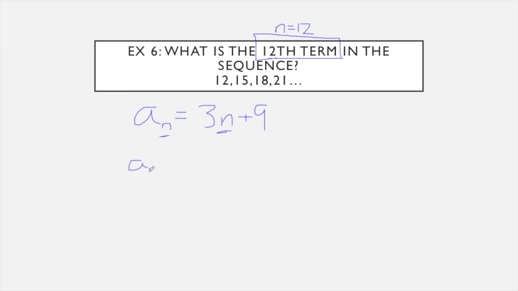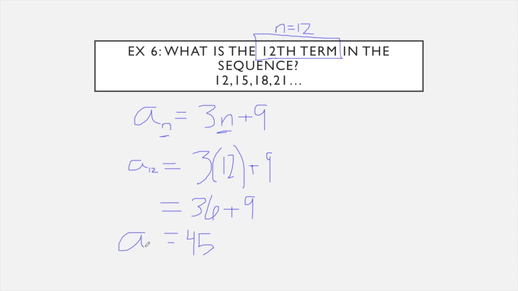So a sub 12, which now means the 12th term, will be equal to 3 times 12 plus 9. So we have those things. Now can we multiply and can we add to make this simpler? And we can. 3 times 12, we should have that memorized, is 36. If we add 9 to that, what will we get? One more step in your head or in a calculator gets you to 45.